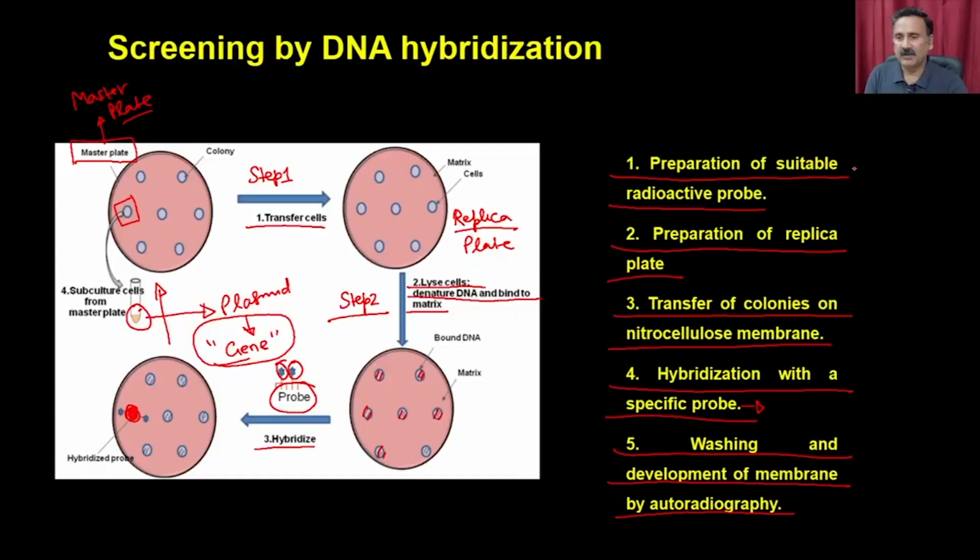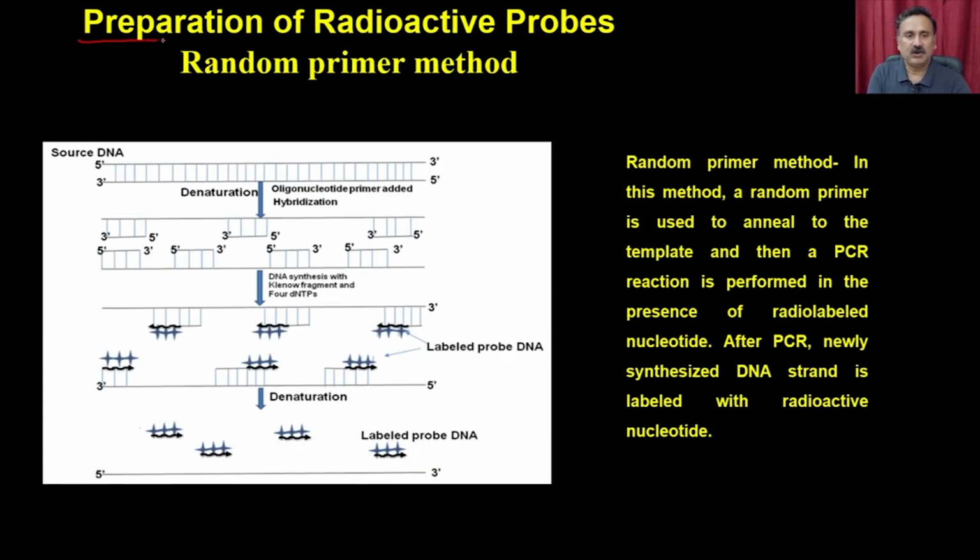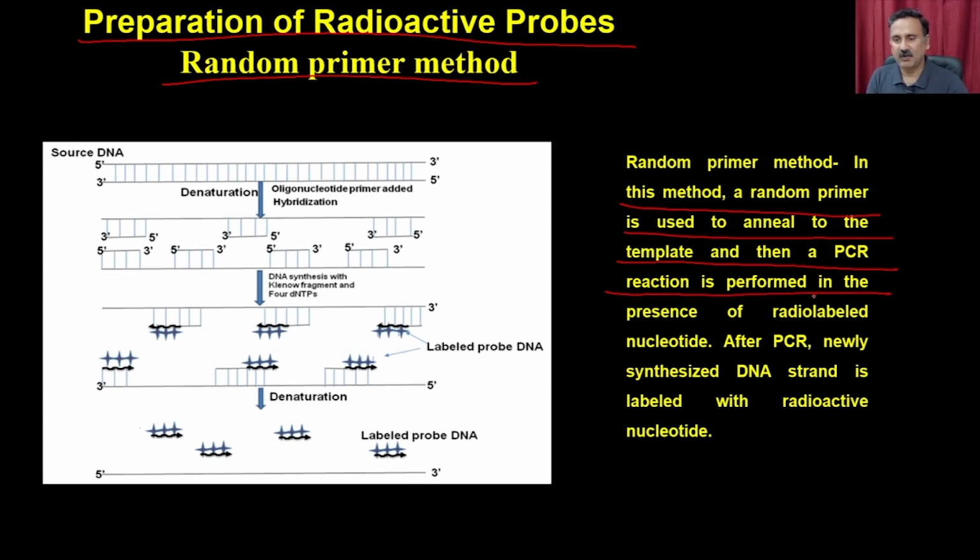Now, how are you going to prepare the radioactive probes? You can use multiple methods of preparing radioactive probes. One is the random primer method. In the random primer method, a random primer is used to anneal to the template, and then a PCR reaction is performed in the presence of the radiolabeled nucleotide.